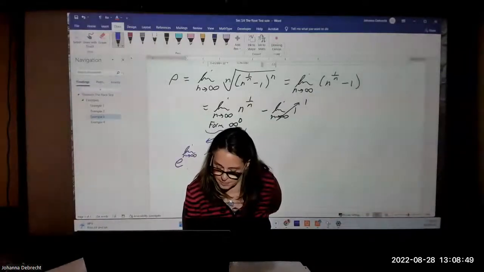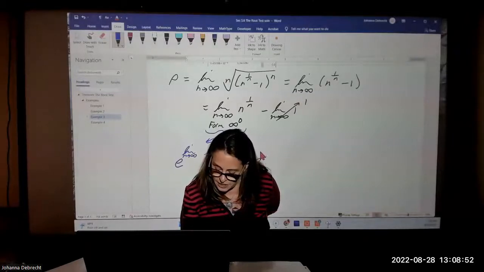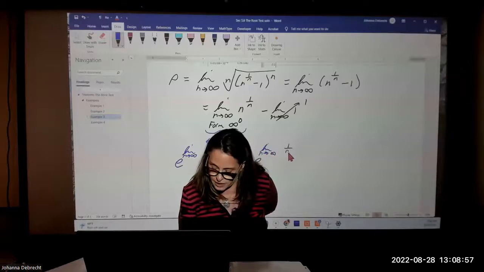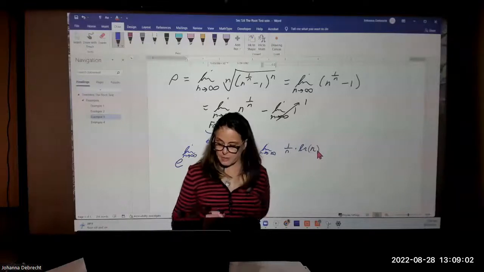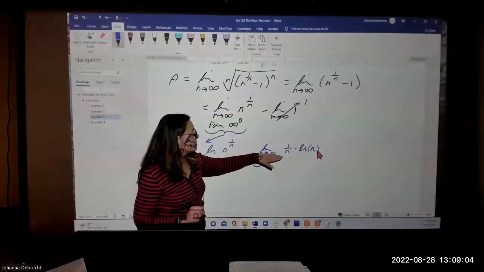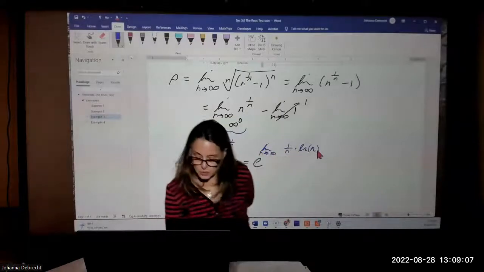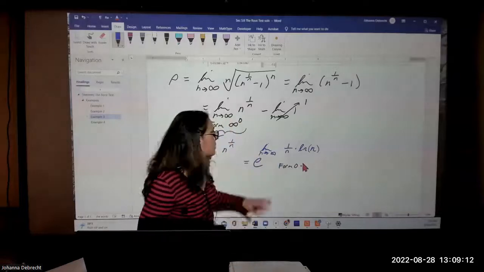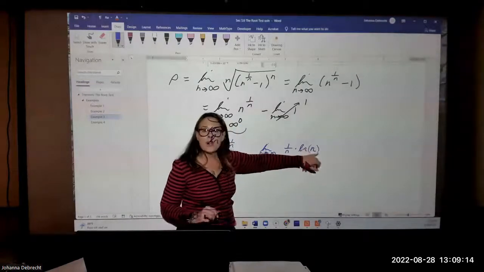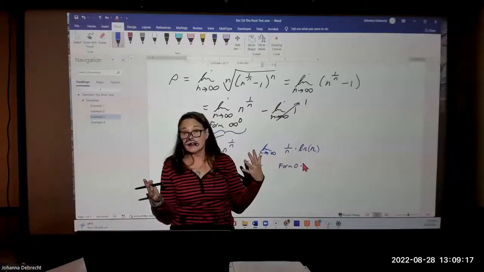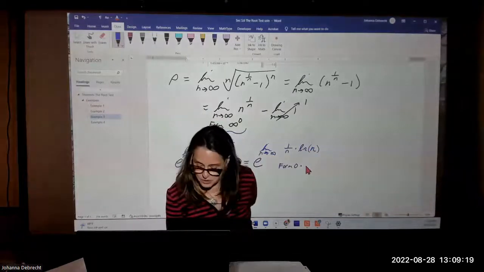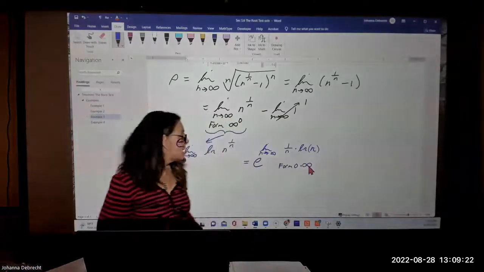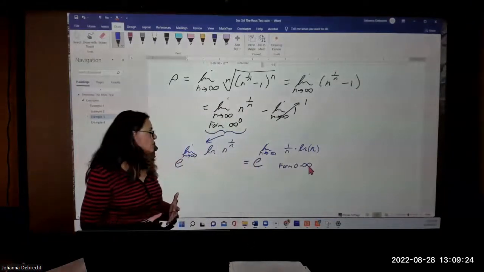So in the next step, I'm going to have e to the limit as n approaches infinity again, 1 over n times the natural log of n. Maybe put that in parentheses. Now, as n goes to infinity, 1 over n approaches 0. So this has the form 0 times. Well, as n goes to infinity, the natural log function also goes to infinity very slowly, but it does get there. It's just super slow. So we have the form 0 times infinity, which is an arithmetic indeterminate form.